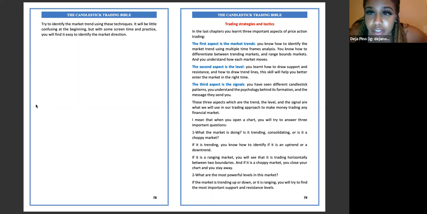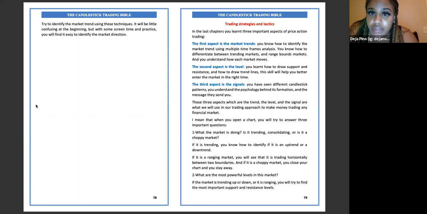So in the last chapters, it says you learned about three important aspects of price action trading. The first aspect is market trends. We should all know our three trends. The second aspect is the level, the support or resistance levels. And the third aspect is a signal. Anytime they say price action signal, they're pretty much referring to a candlestick. I just want to make sure, definitely write down those three things: market trends, level, price action signal.